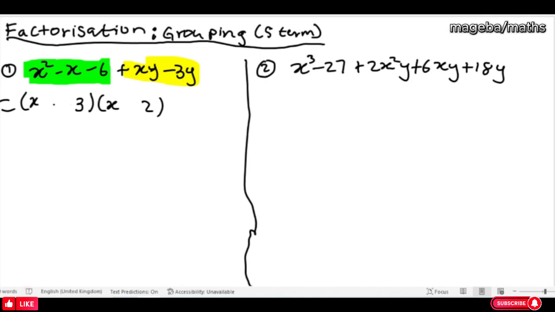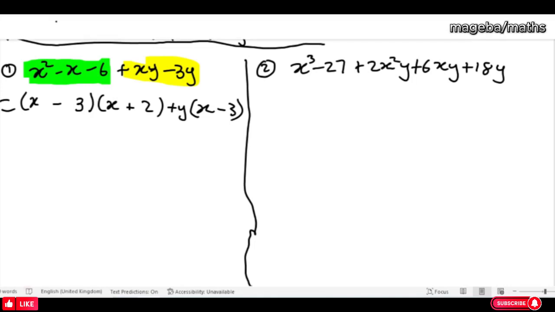This one is negative and this one is positive. 3 times 2 is 6, but this one is negative, so negative 3 times 2 is going to give me this. Then coming to the common factor here, it's y. If I take the common factor y, x is left and then minus 3.